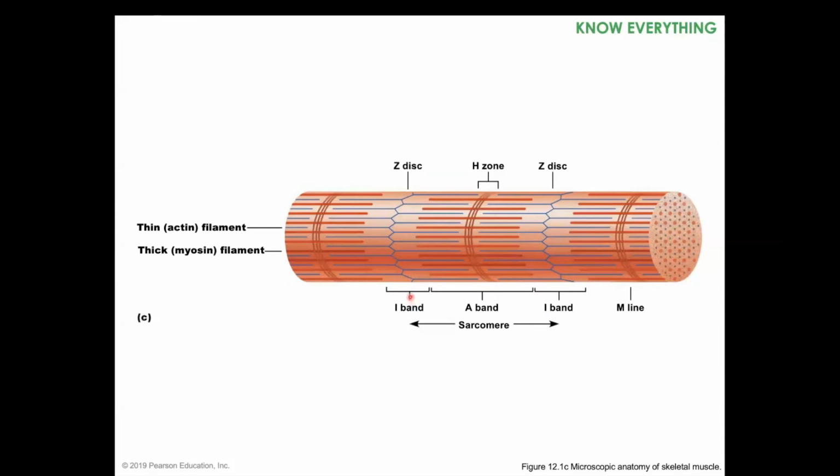Within the I band, you have a zigzag structure known as a Z disc, which is made up of only actin. The area between two Z discs is known as the sarcomere. The sarcomere is the contractile unit of the muscle. Be sure to remember that actin is the thin filament and myosin is the thick filament because that is very important.